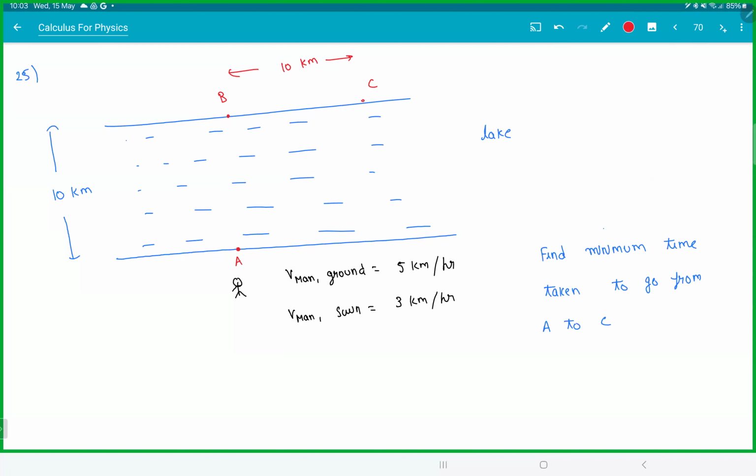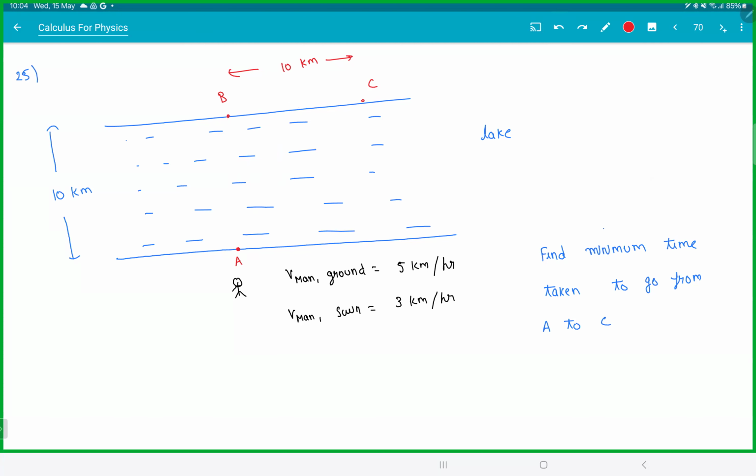Now listen to the scenario here. I'll tell you what is happening. Now how can you go? You can directly swim and go, right? You can directly swim and go, or you can go to B and then you can run because running is faster, even though the distance becomes more. Or you could go somewhere in the middle and then you can run. So there are infinite ways this person can go, isn't it? But among all these paths, there is one path with the least time.